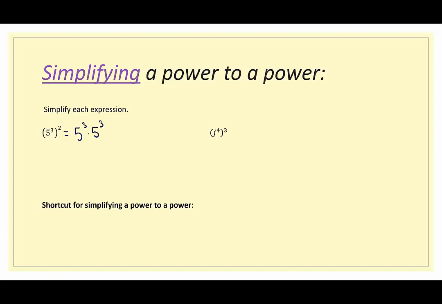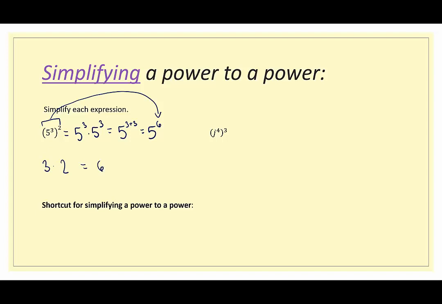Wait a minute, we just did this. This is same base multiplication, right? I have 2 base 5s being multiplied. What do we do with the exponents? We can add the exponents, and we end up with 5 to the power of 6. So what we're looking for is we're trying to figure out how can we go straight from this expression over to this expression. So what's the relationship between the exponent 3, exponent 2, and our final exponent 6?